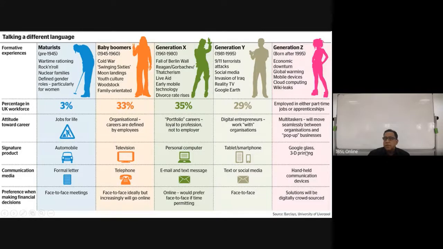They're talking about 3D printing and Google Glass. Communication media handle, basically the smartphones, handheld communication devices. Solutions will be digitally crowdsourced. So there are a lot of social media based decisions. How do you digitally crowdsource? Through social media.